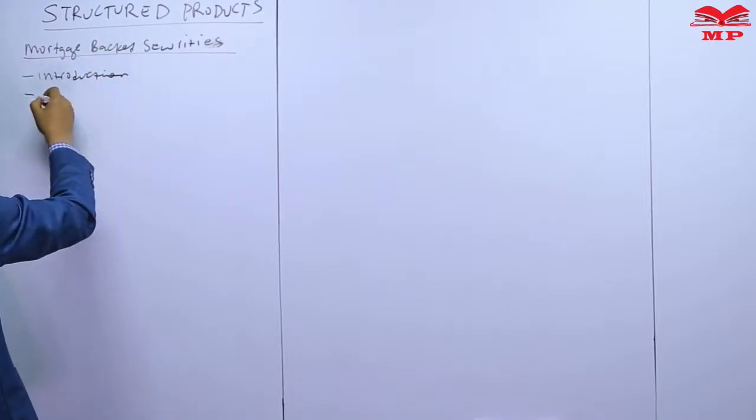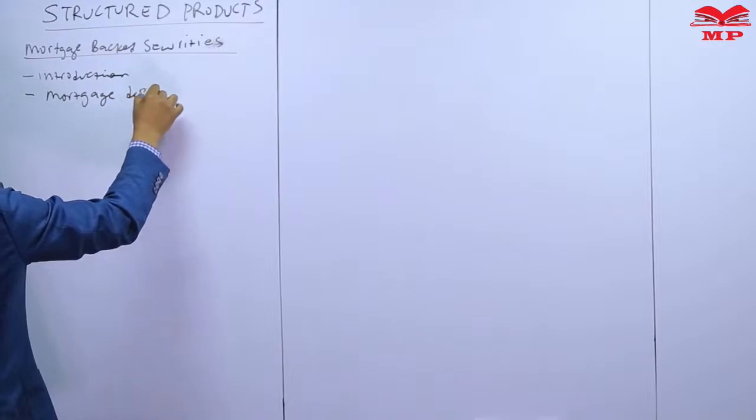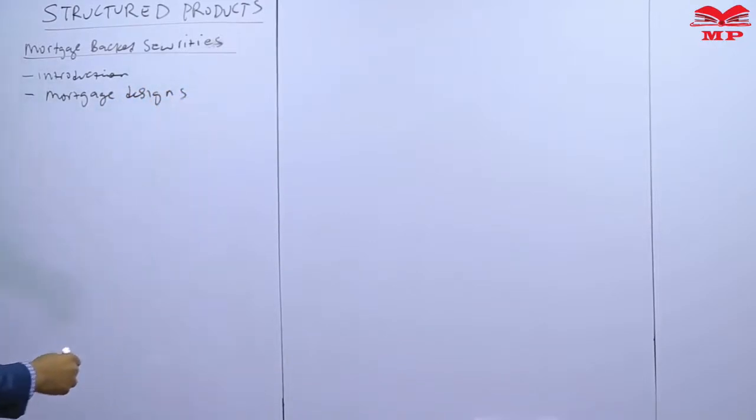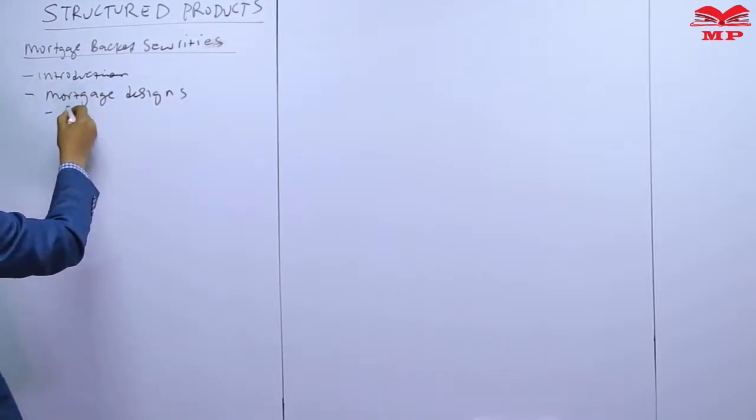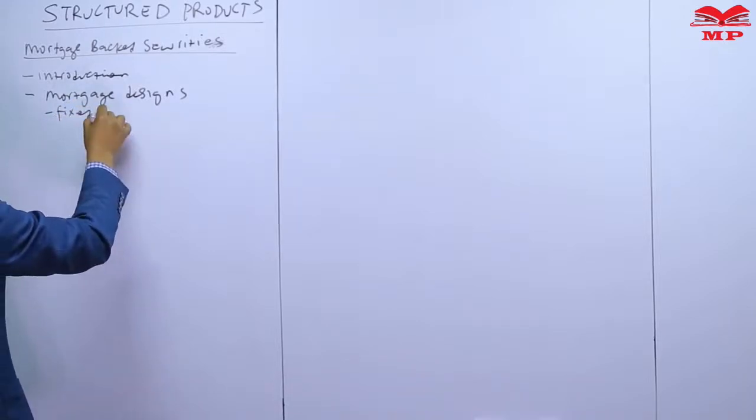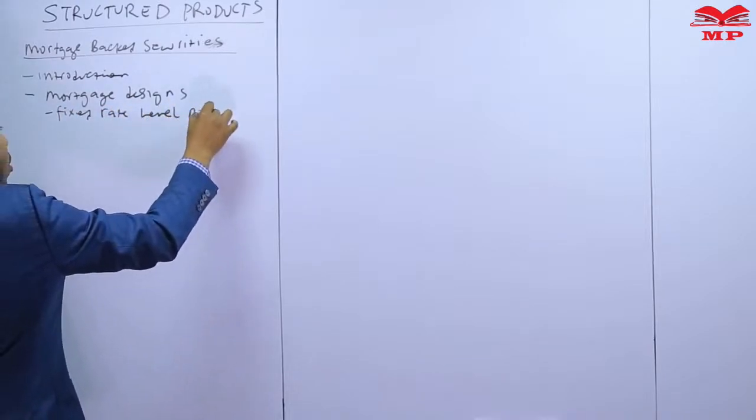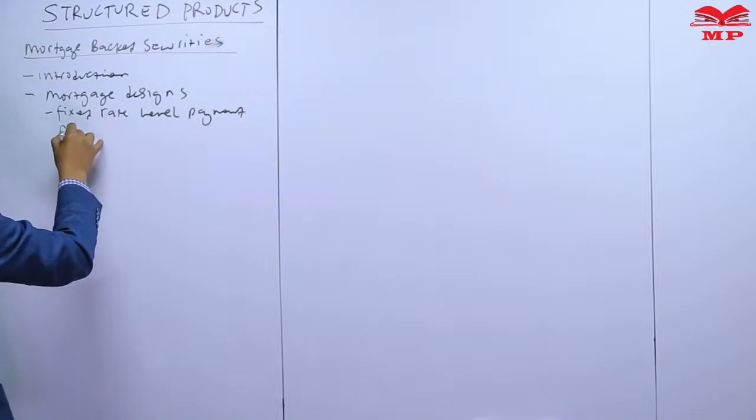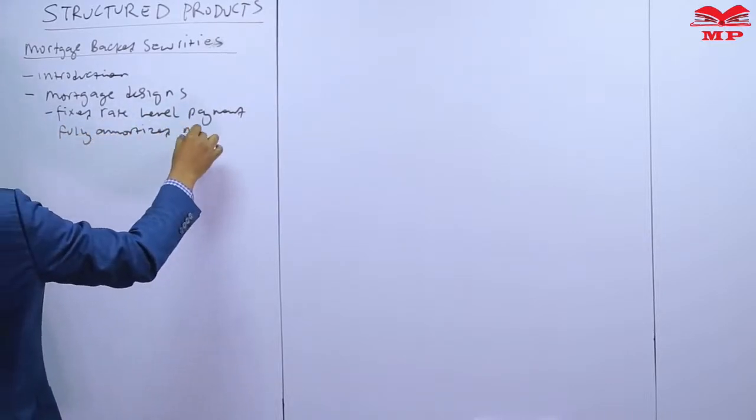Then we will move on and look at the mortgage designs. After looking at the mortgage designs, we will be able to talk specifically about the fixed rate level payment, fully amortized mortgage.